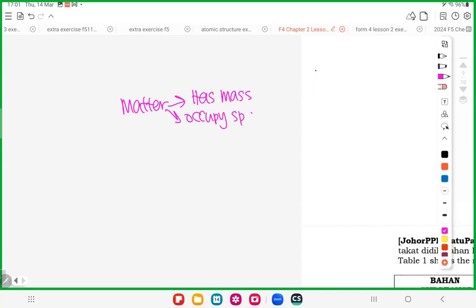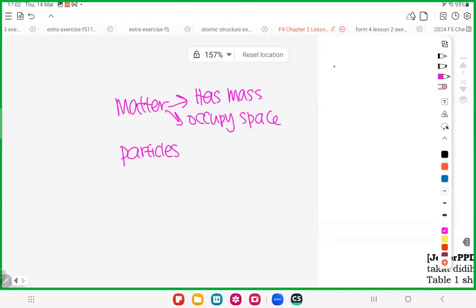All the matter is made from smaller things, which we call particles. For example, a house is made of smaller particles, like bricks. Human beings are made of smaller particles like cells. So all matter is made from something smaller, which we call particles.